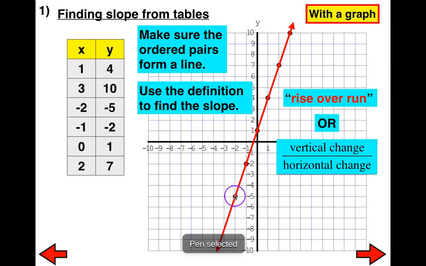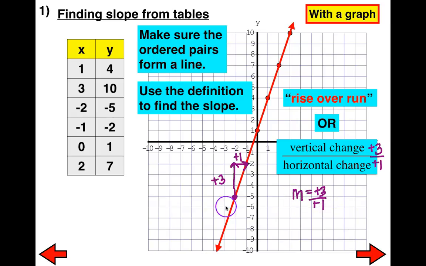Here, if I chose these 2 points here, I would say my vertical change, well, first it's going to go up 1, 2, 3. Since it's going up, that's a positive 3. So I'm going to put that as my vertical change. Then it's going to go 1 to the right, so that's a positive 1 for my horizontal change. So in this case, my slope is positive 3 over positive 1, which would then just be reduced to 3. So I would say my slope is 3.